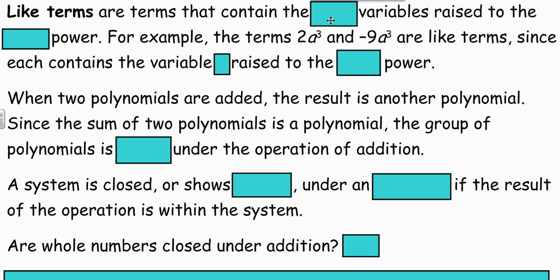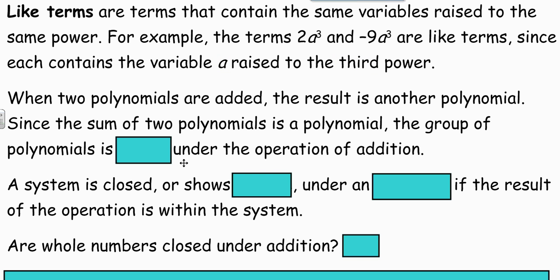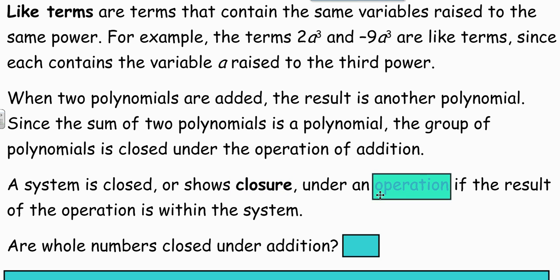Now, like terms are terms that contain the same variables raised to the same power. For example, the terms 2a cubed and negative 9a cubed are like terms since each contains the variable a raised to the third power. When two polynomials are added, the result is another polynomial. Since the sum of two polynomials is a polynomial, the group of polynomials is closed under the operation of addition. A system is closed or shows closure under an operation if the result of the operation is within the system.